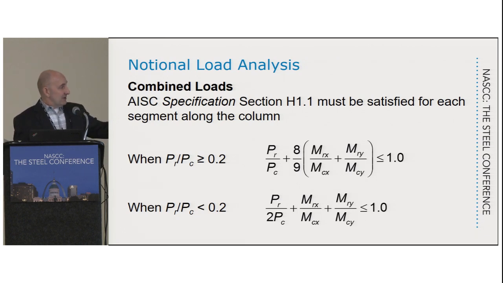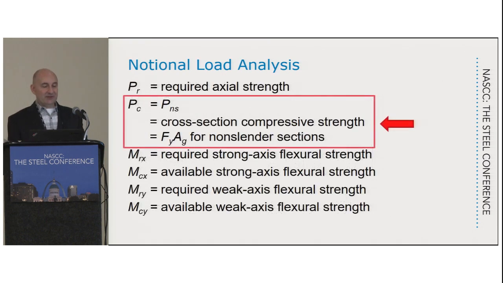This P sub C, okay, don't go in and treat this like a normal combination. You do not have to account for slenderness effects on the column for that. The P sub C is going to be replaced with this P sub NS that we talked about earlier, the squash load in the column, just the yield stress times the gross area.